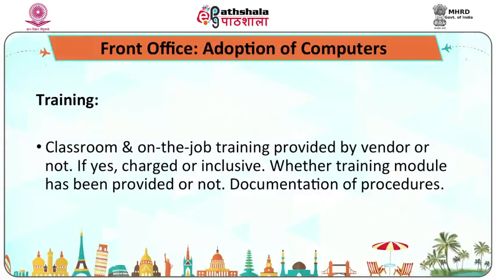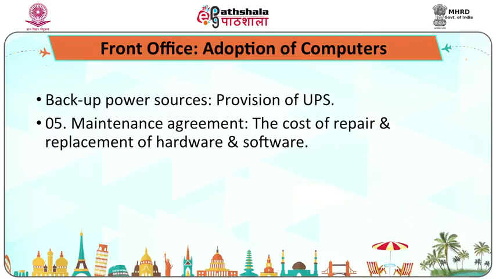Training. Classroom and on-the-job training provided by vendors or not. If yes, charged or inclusive, and whether training modules have been provided or not. Documentation of procedures. Backup power source, so provision of UPS has to be given there. Maintenance agreement. The cost of repair and replacement of the hardware and software has to be agreed on.